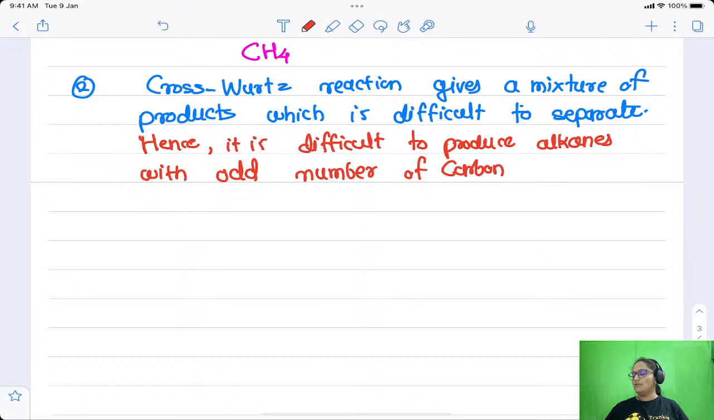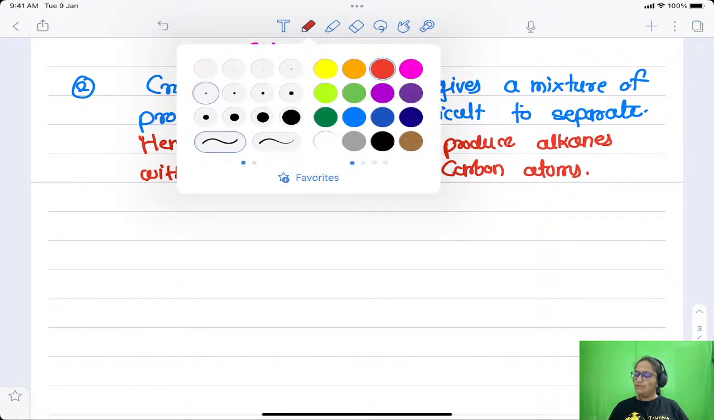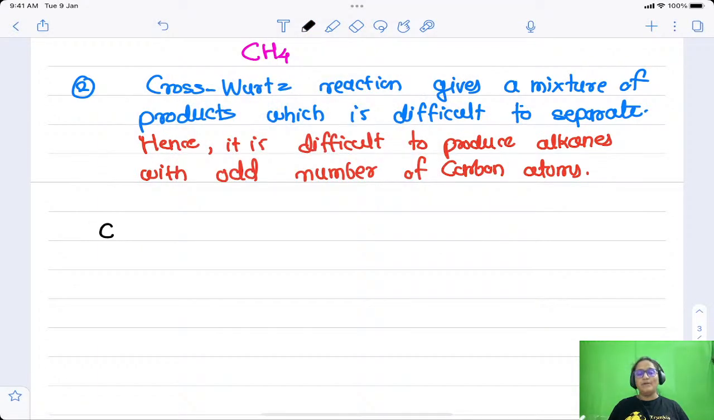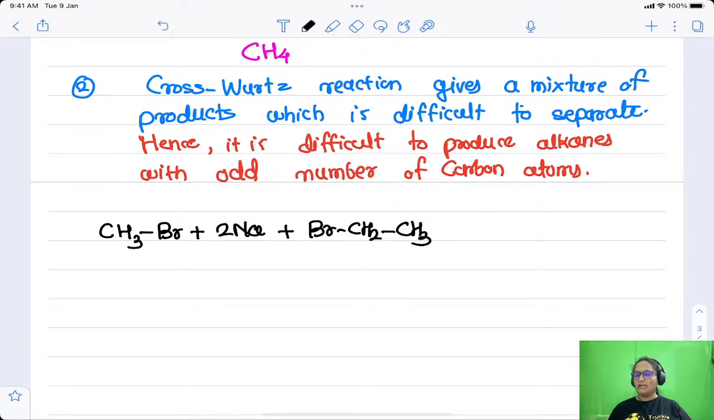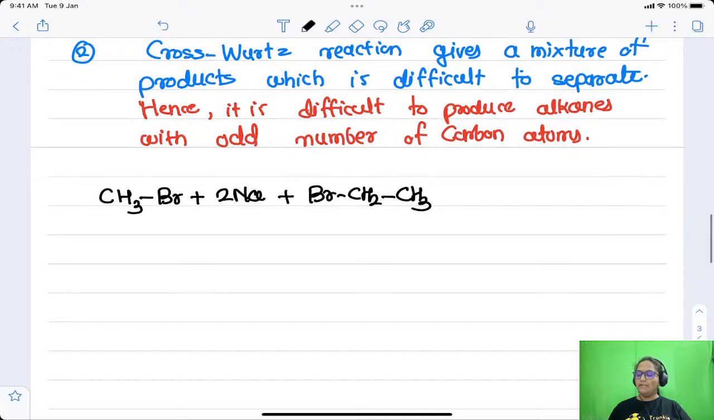Okay, why is this so? Let us see. Here I'll take an example. If I am trying to prepare propane, which contains 3 carbon atoms, I should take one methyl bromide, 2 sodium atoms, and another ethyl bromide. So 2 plus 1 will be 3 carbon atoms. That is the desired thing.